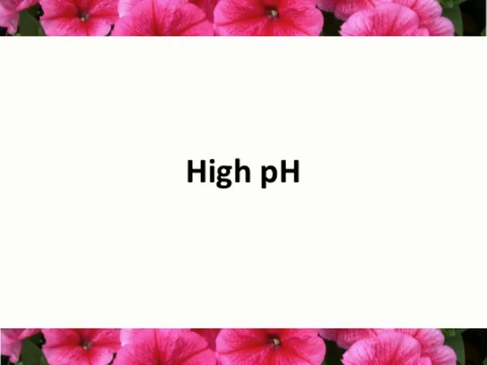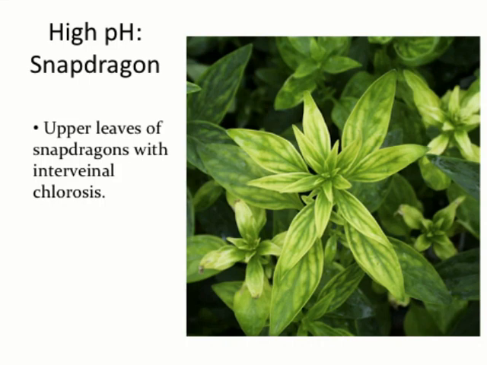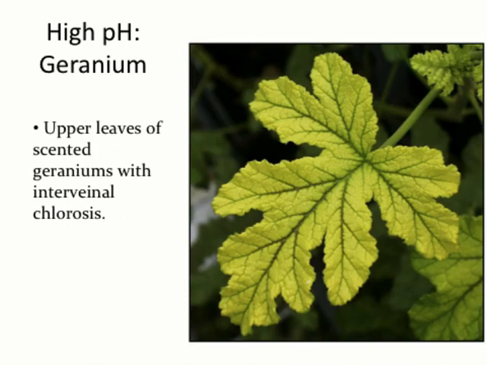So now let's look at the symptoms of high pH. When the pH becomes too high, this can induce iron deficiency. The symptoms are interveinal chlorosis of the upper foliage, as seen here with the snapdragon. Classical interveinal chlorosis symptoms are clearly evident here with this scented geranium. The veins remain green while the tissue between the veins is yellow.